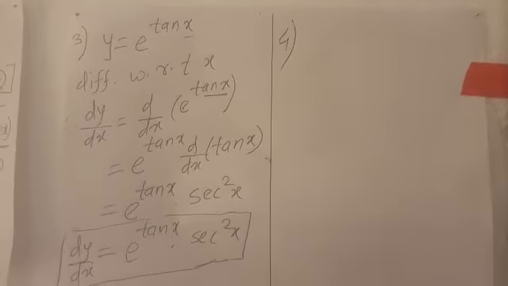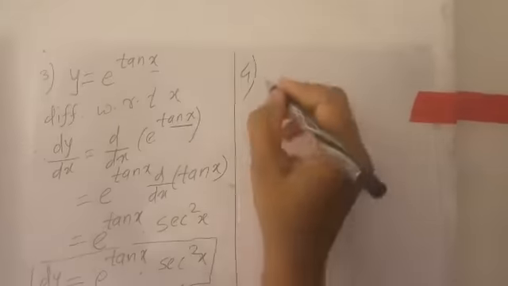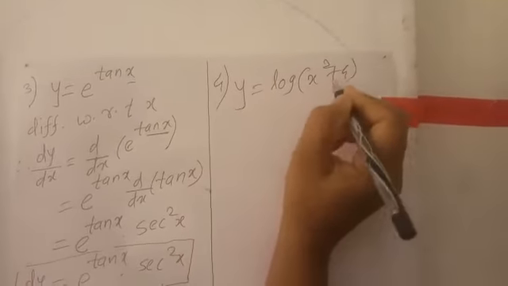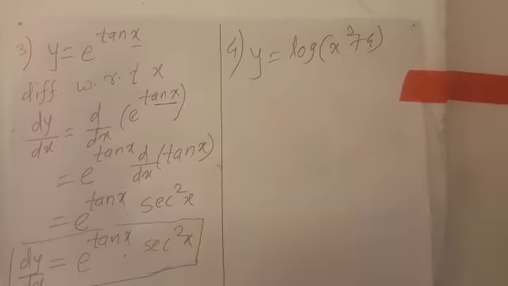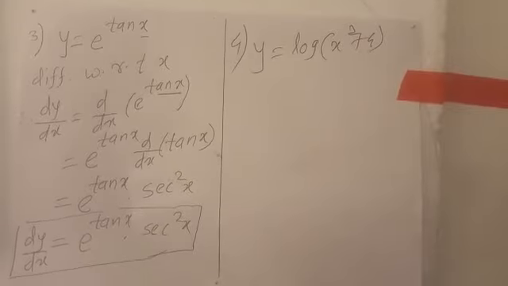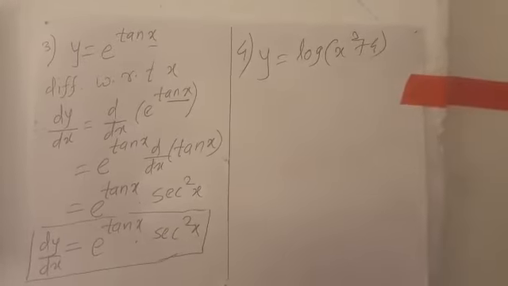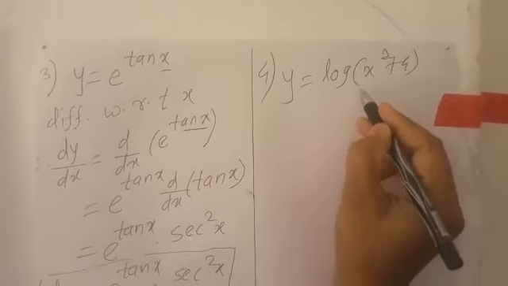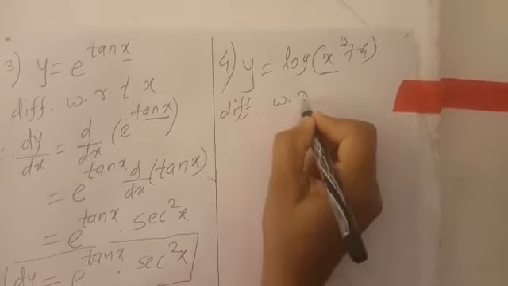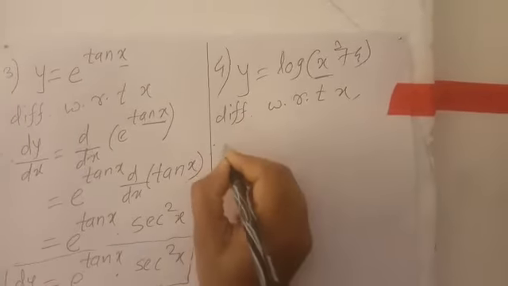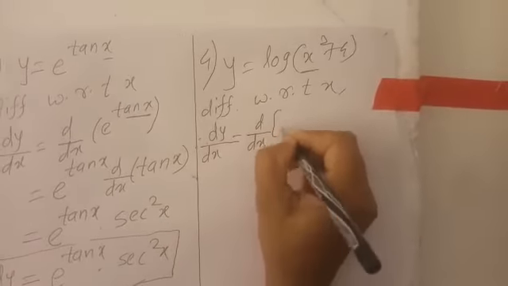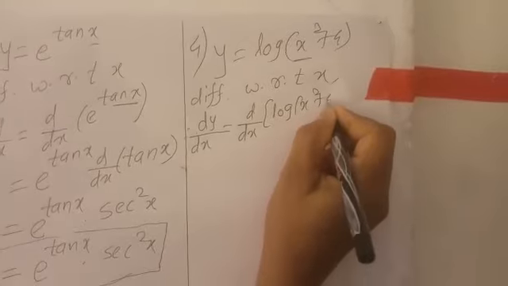Let us see next example. y is equal to log of x square plus 4. Already we know that the derivative of log of x is equal to 1 upon x. So this example is in the form log of x. Now y's function is given in the variable x. Therefore, differentiate with respect to x. And therefore dy by dx is equal to d by dx of log of x square plus 4.